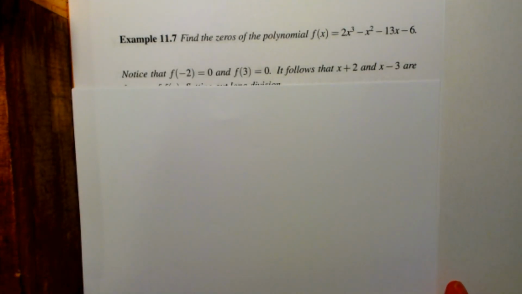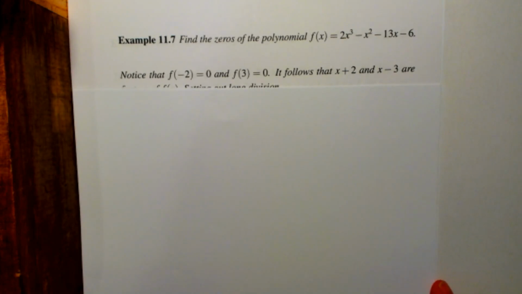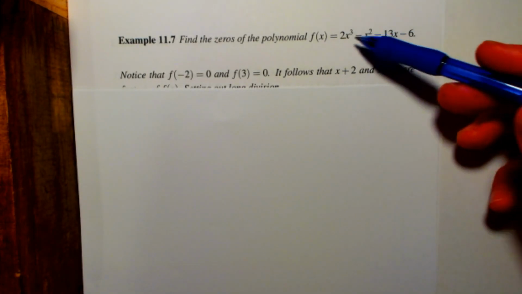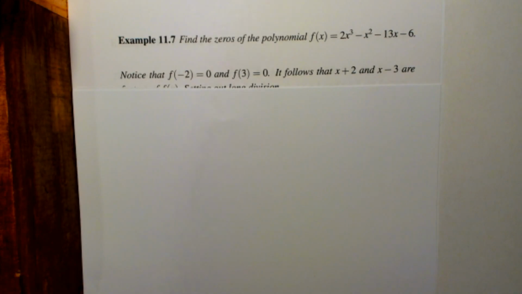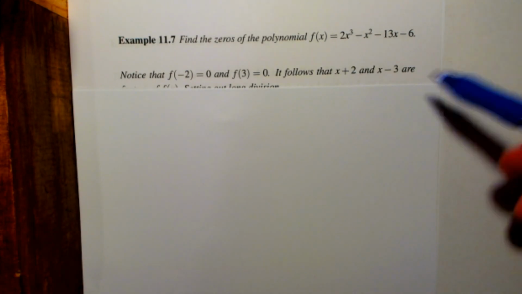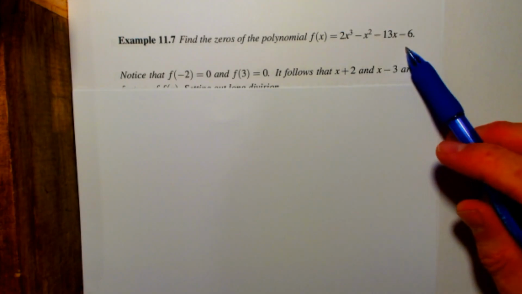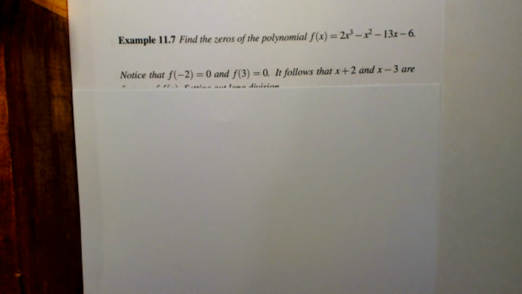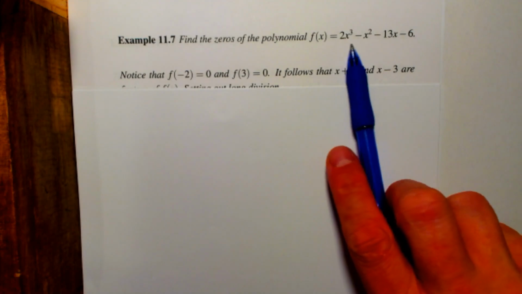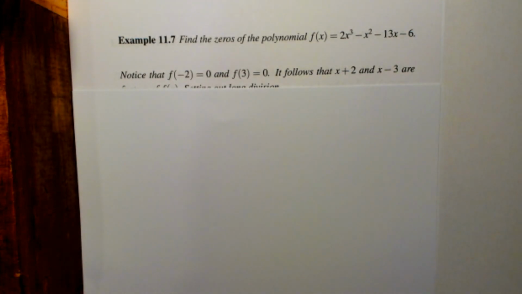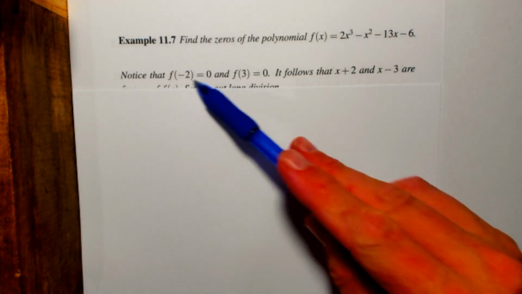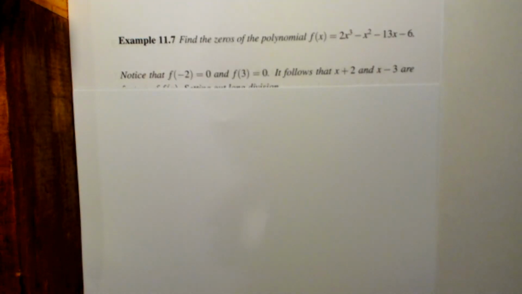Find the zeros of the polynomial, this one right here. It's got a leading coefficient of 2. Alright, so just doing some guessing, you might sub in 1, you see that you don't get 0. You sub in minus 1, you see that you don't get 0. You sub in 2, you see that you don't get 0. Then you sub in minus 2, and in that case you get 0.